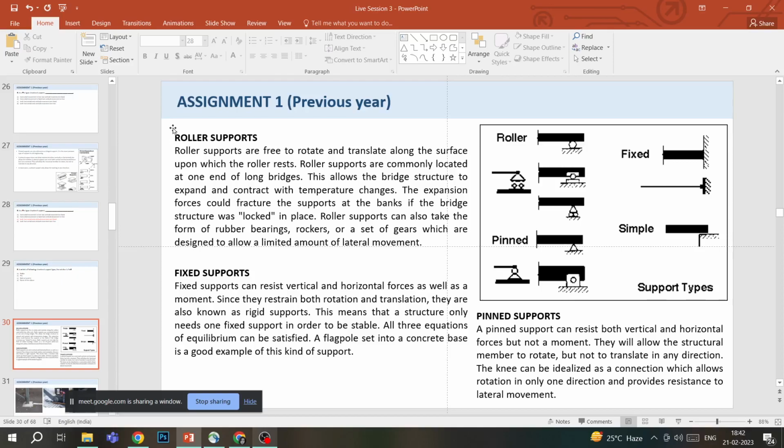If it was fixed and the material was expanding, then there is a chance of a fracture or a crack happening. This is why roller supports are used in such cases. It can also take the form of rubber bearings.